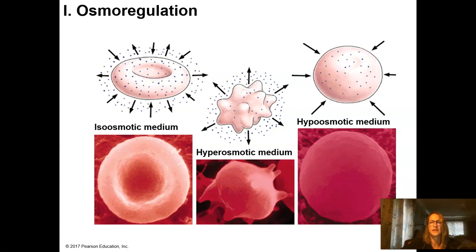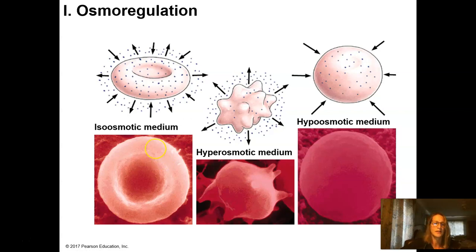If we want to think about this in terms of cells and what kind of medium they are in, these are pictures of red blood cells. This one is the way a red blood cell is supposed to be shaped. You see that biconcave shape. And this is what a red blood cell looks like in an isoosmotic medium.